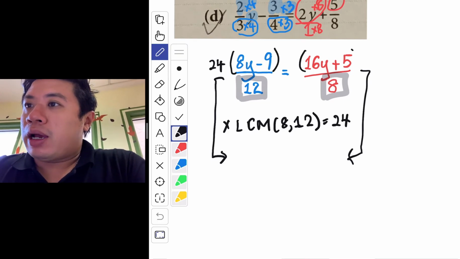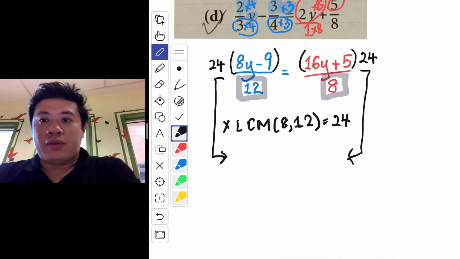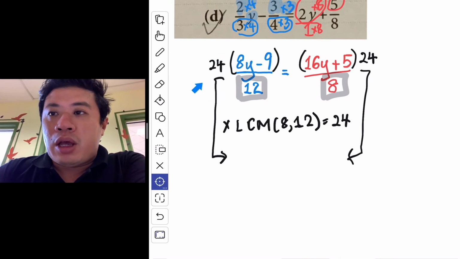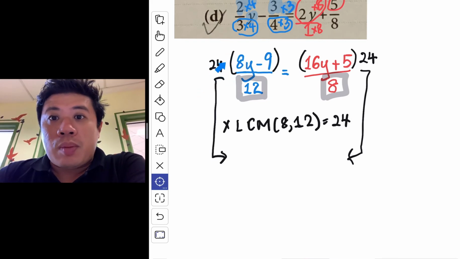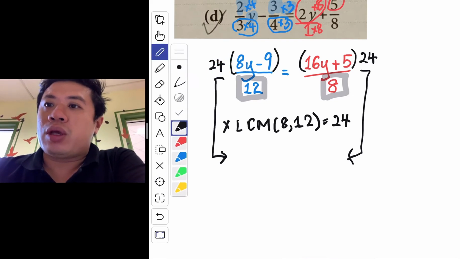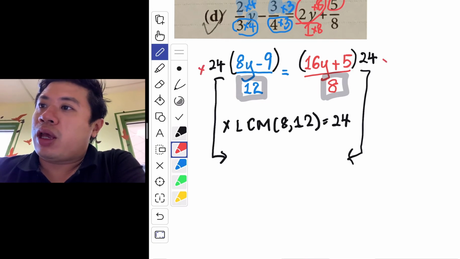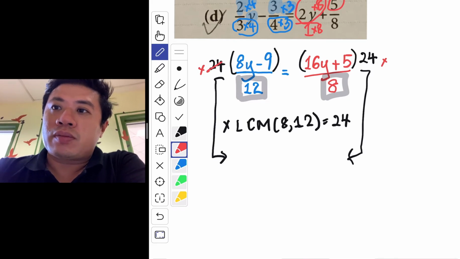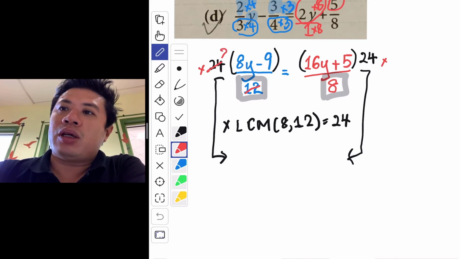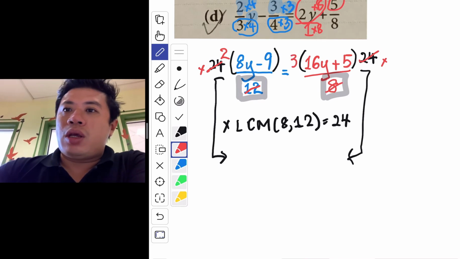When we multiply the value here of a fraction, we only multiply to the numerator. Take note of that. We're not multiplying top and bottom. If you multiply 24 over 24, it's just 1. That doesn't change anything. So we multiply to the numerator only. So this is what I'm doing, I multiply both sides by 24. With that, you can cancel out the denominator. I have 2. 24 divided by 8 will give me a 3.